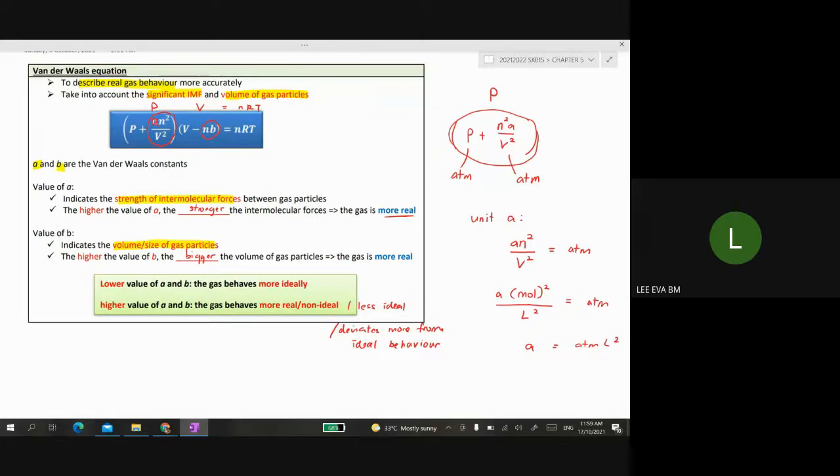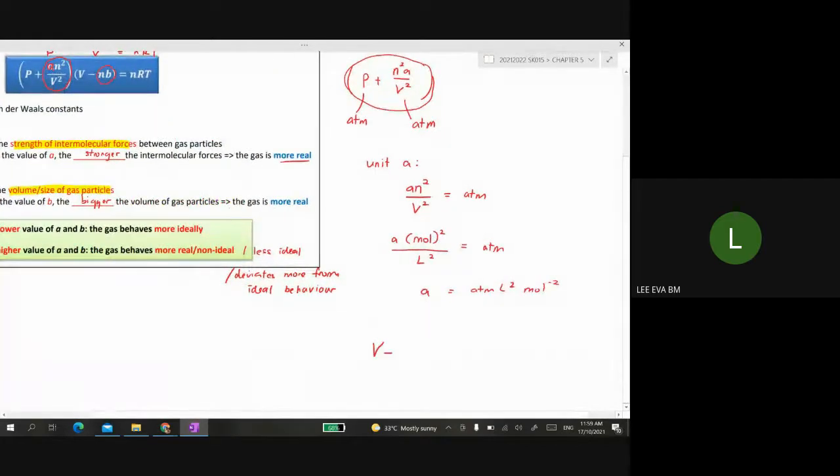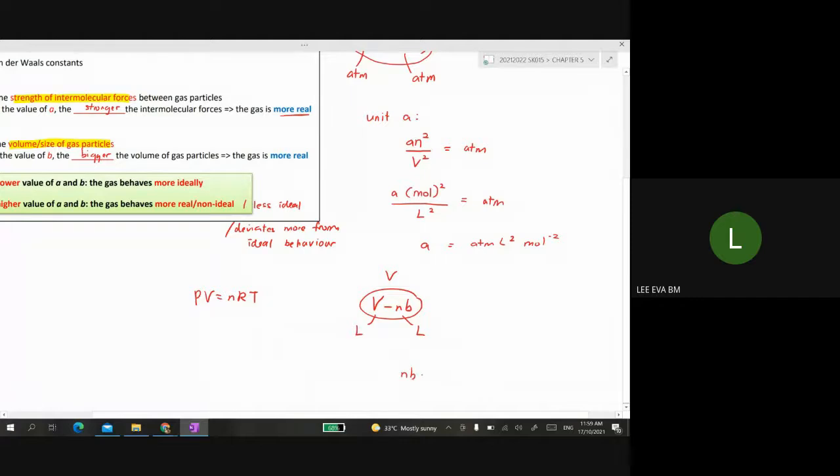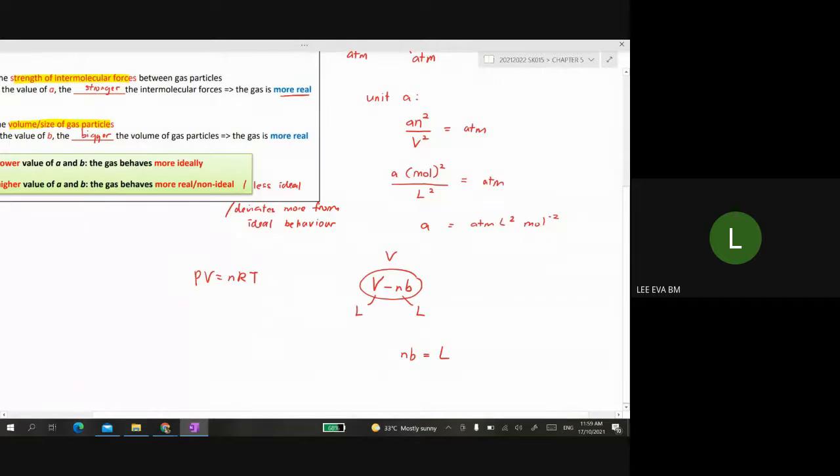Okay, so if you look at the term over here, we have V minus nB. It's the same thing as PV equals nRT in our ideal gas. If the volume over here has the unit of liter, therefore the term nB over here also has the unit of liter. Then only you can do the subtraction. So nB equals to liter. We want to figure out the unit for our B constant.